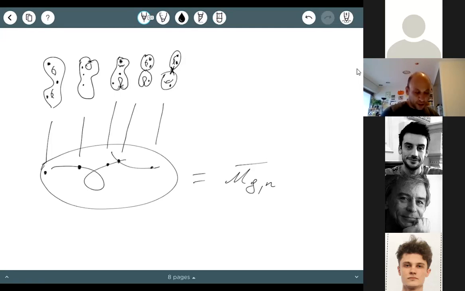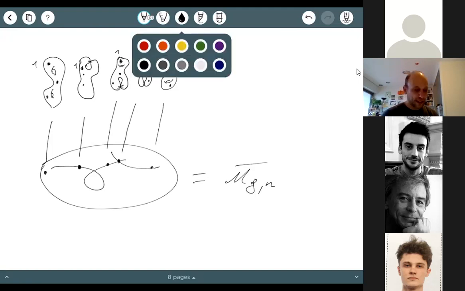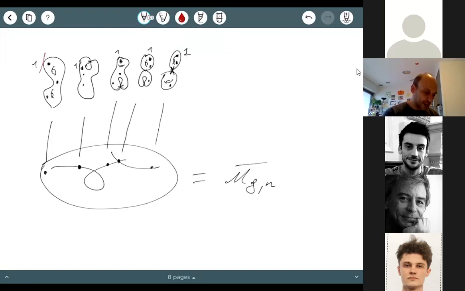So first let me introduce the line bundles. Let me take one of the marked points, for example, the first marked point. I said that the marked points were numbered. So let's take the first marked point. And the tradition is to take the cotangent line. I'm drawing it as a tangent line. You could also take the tangent line, but usually one takes the cotangent line to the curve at the first marked point. So this is a complex line.